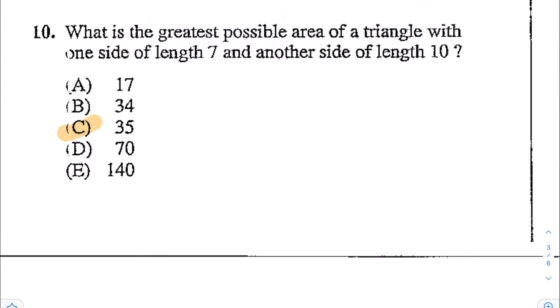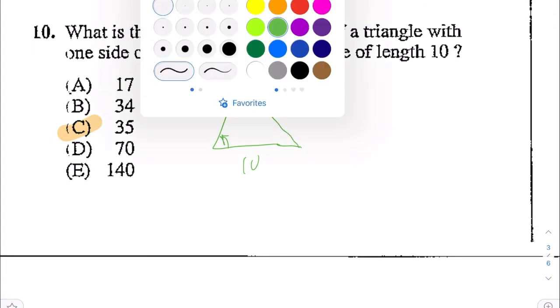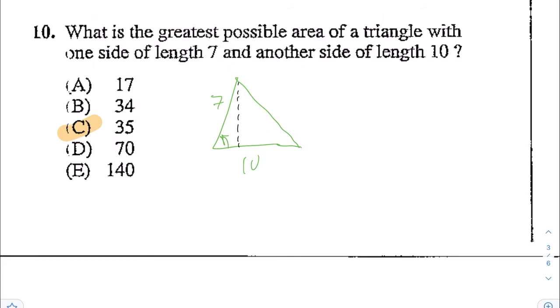Next for question number 10, what is the greatest possible area of a triangle with one side length of 7 and another side length of 10? So you have two sides of a triangle. You have one side of 7, one side of 10, and want to make this triangle the largest that can be possible. So if you make the angle between these two anything other than 90 degrees, you will have a smaller height, because the area of a triangle is 1/2 base times height, but the base has to be perpendicular to the height.